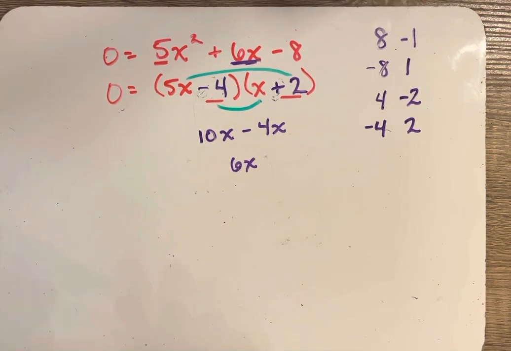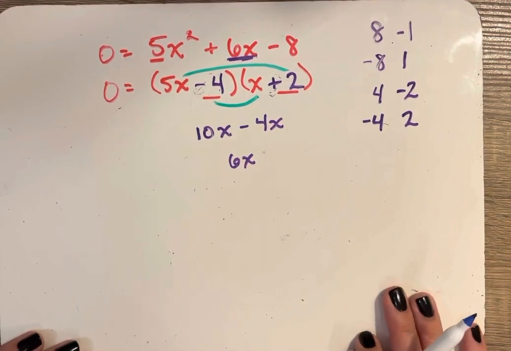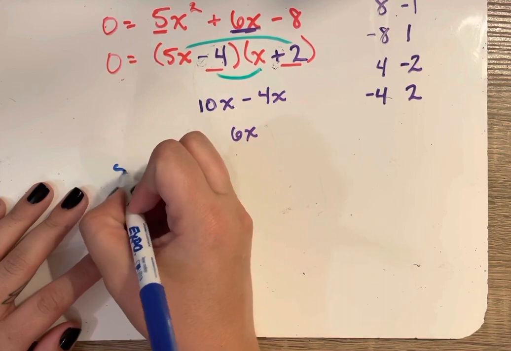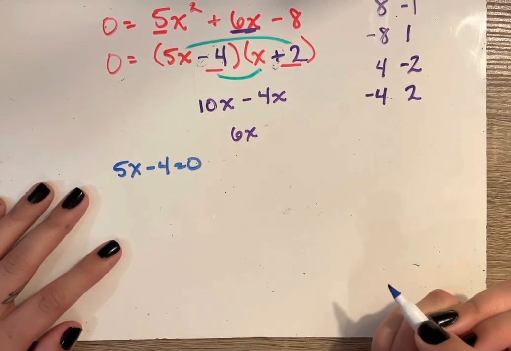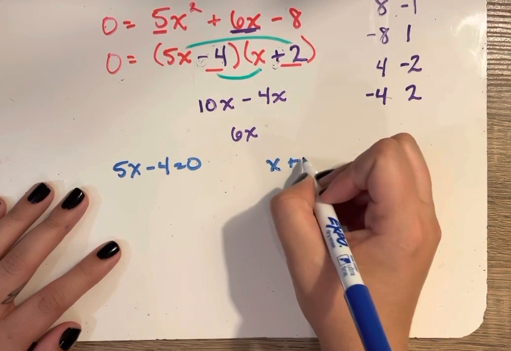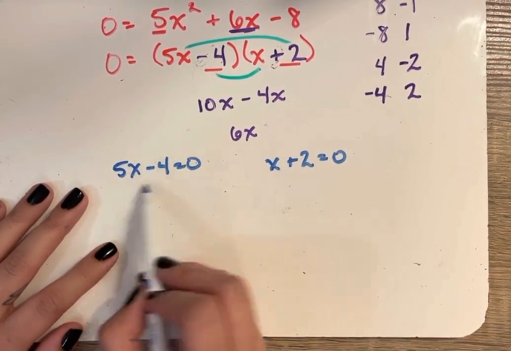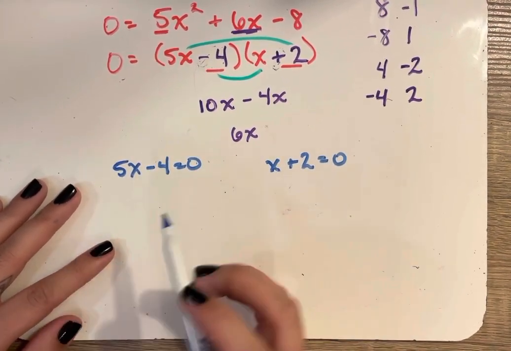We'll switch to blue. So I'm going to take each factor and set it equal to 0. 5x minus 4, I'm going to set equal to 0. And x plus 2, I'm going to set equal to 0. Now this one, I'm not going to get an integer for an x-intercept. That's okay.